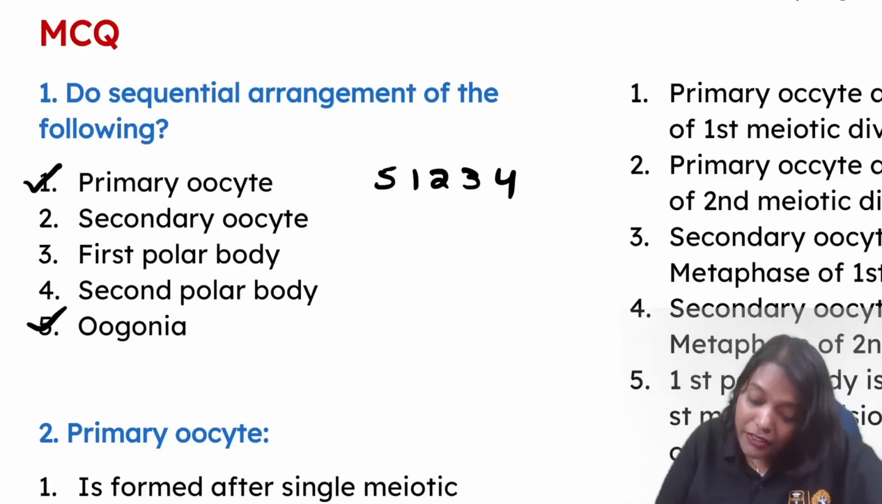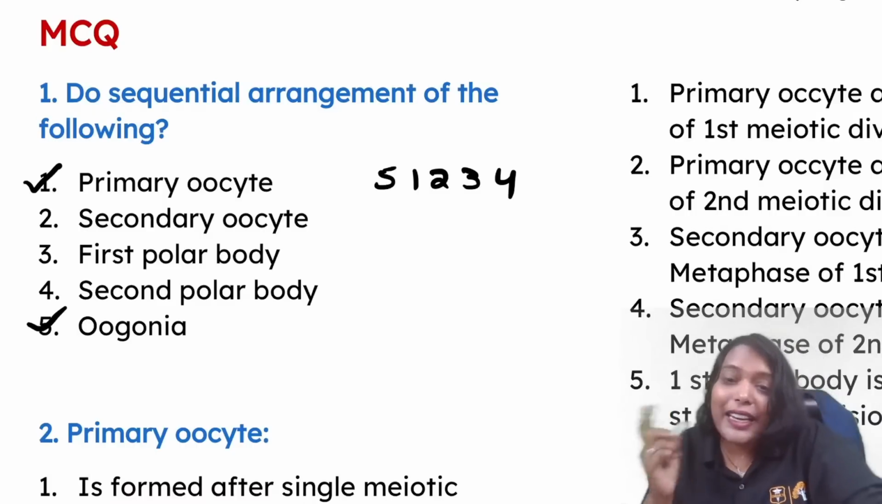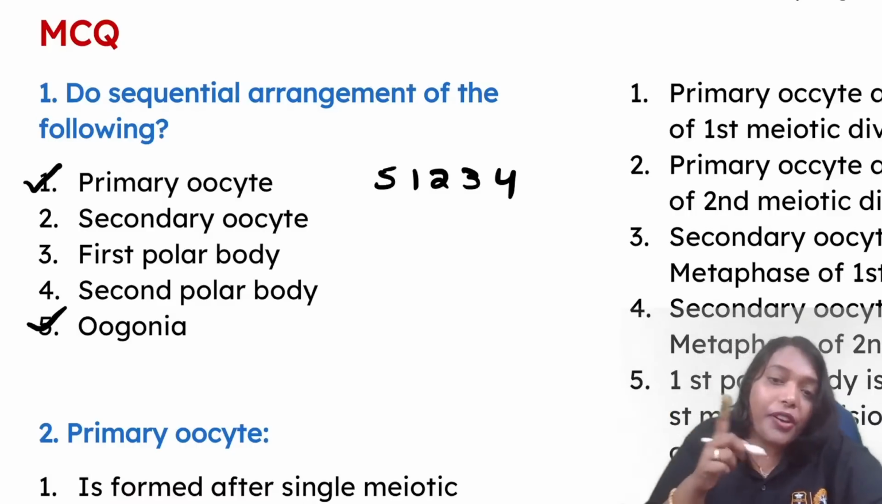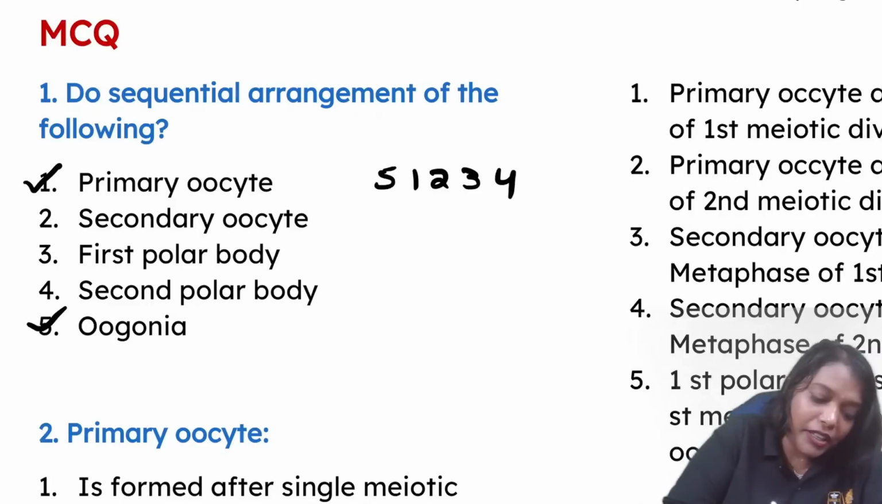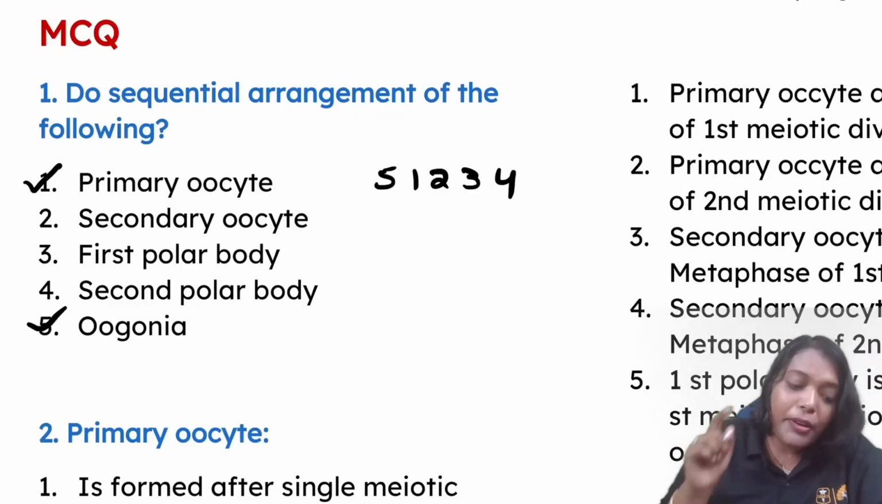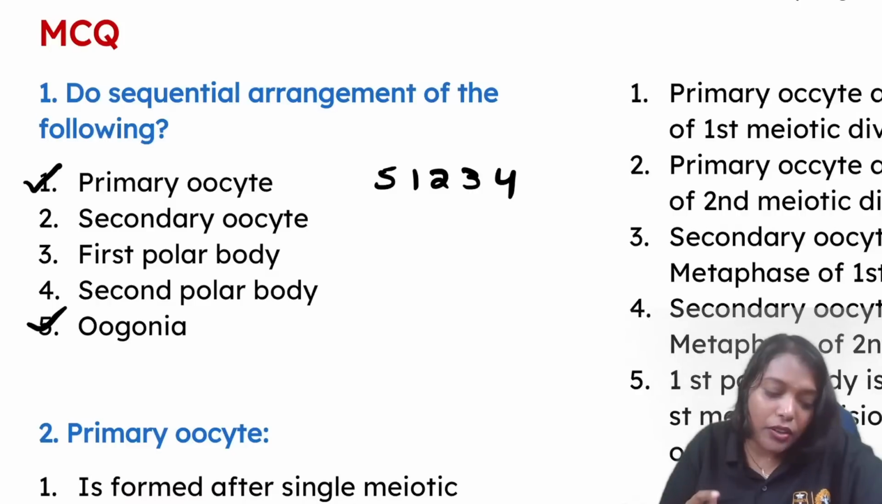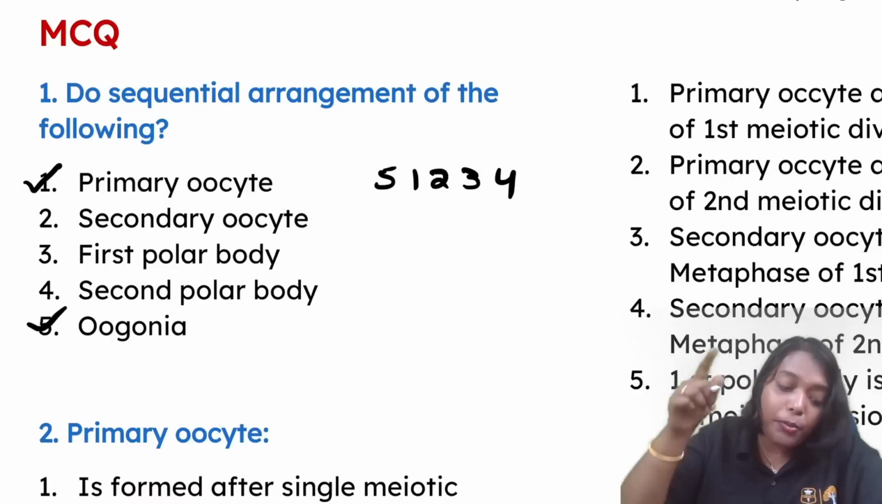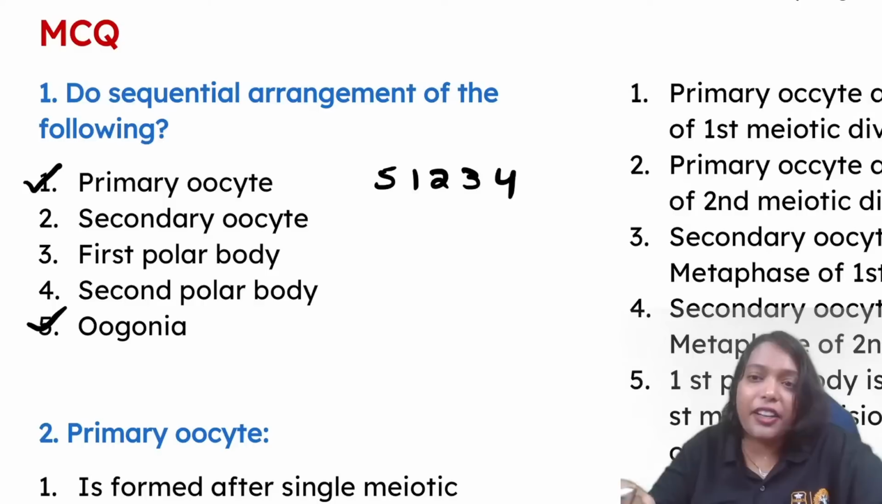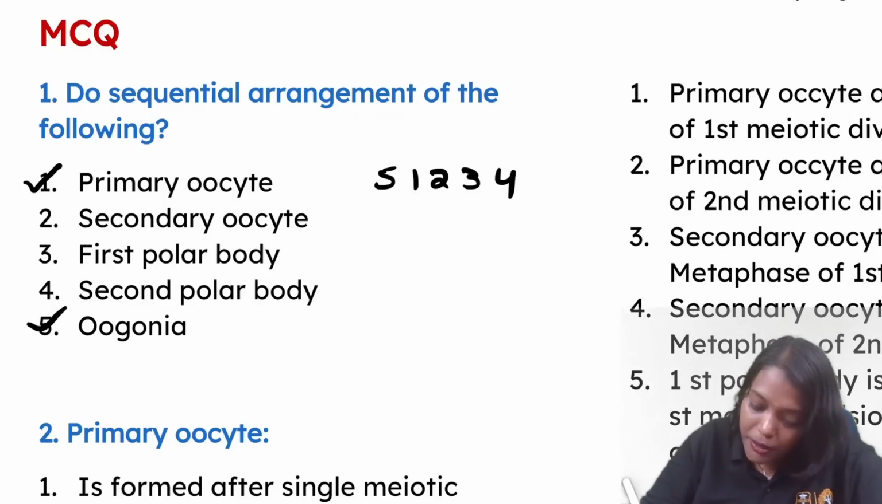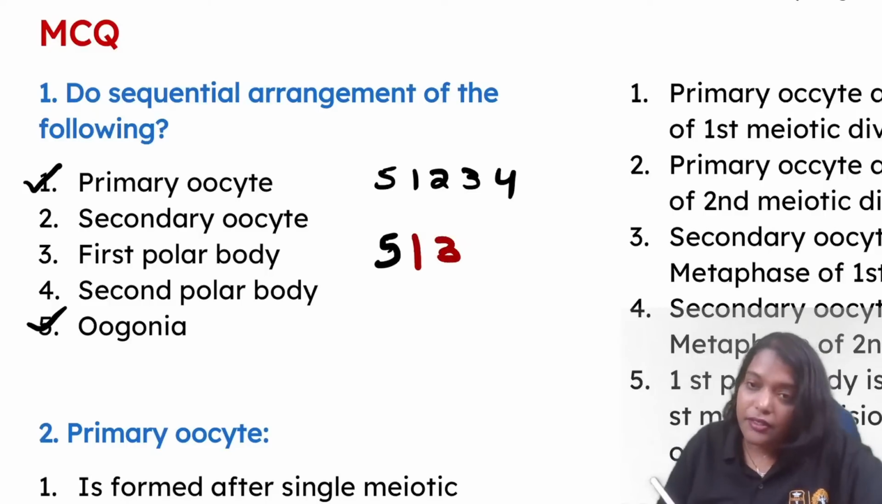After the primary oocyte, which is first being released? Is it the secondary oocyte first being released, or the first polar body? If you remember what I wrote, 10 to 12 hours prior to ovulation the first polar body is released, and at ovulation the secondary oocyte or the ovum is released. So first should be the first polar body and then the secondary oocyte. So the answer here should be 5, 1, 3.